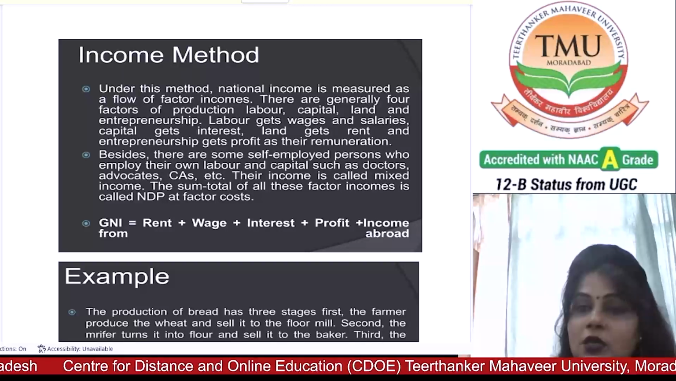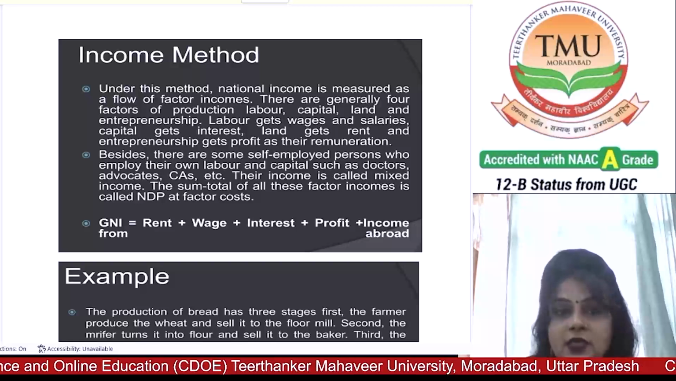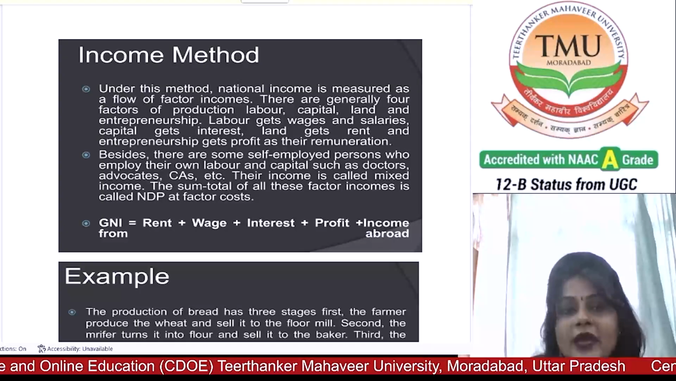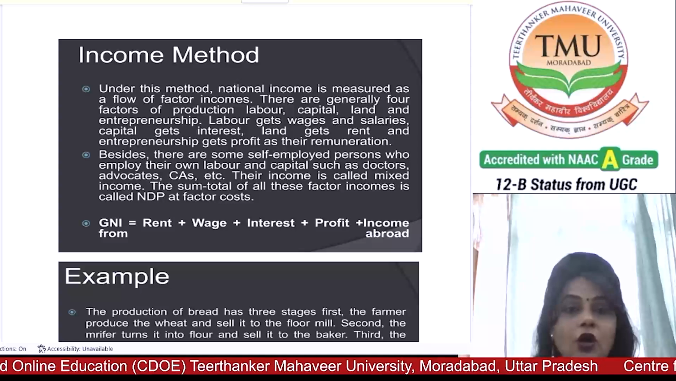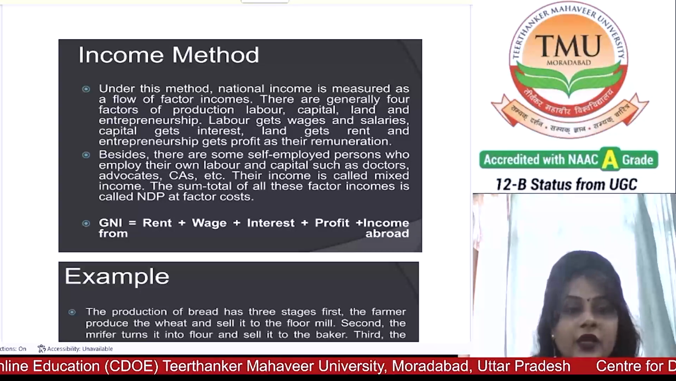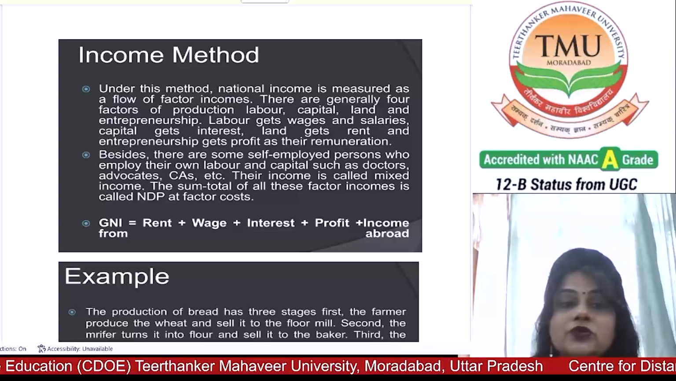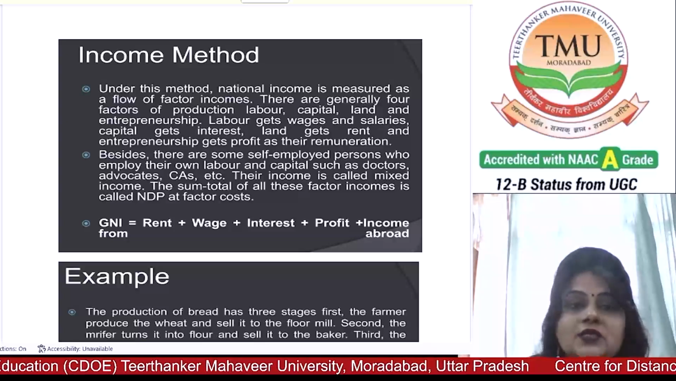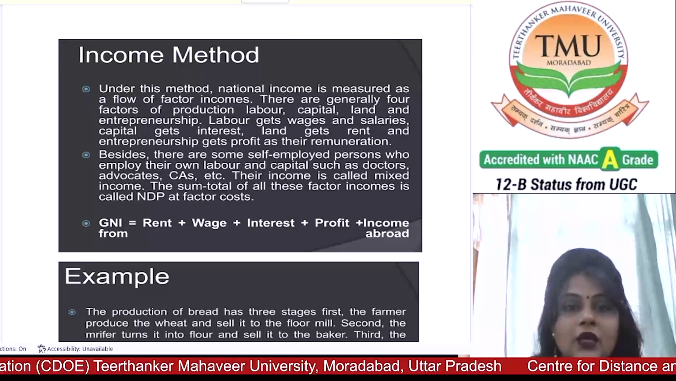The total of all income earned by factors of production within the domestic territory of a nation is known as domestic income. According to Hansen, net domestic income is the income generated in the form of wages, rent, interest, and profit in the domestic territory of a country, by all producers, normal residents, and non-residents in an accounting year.